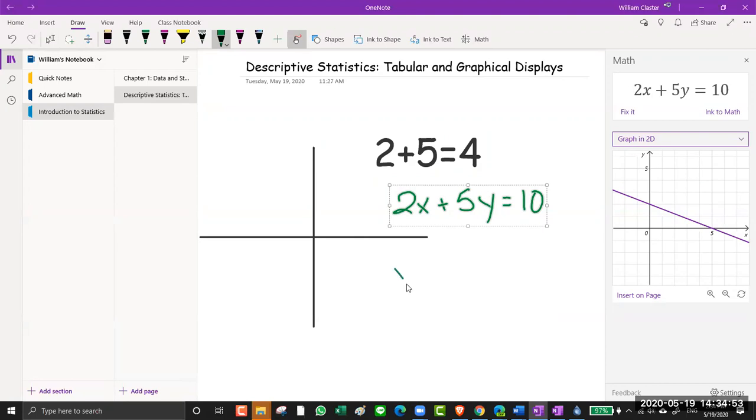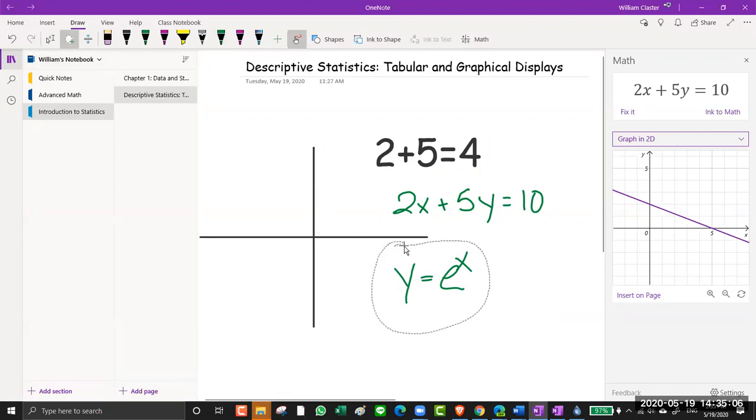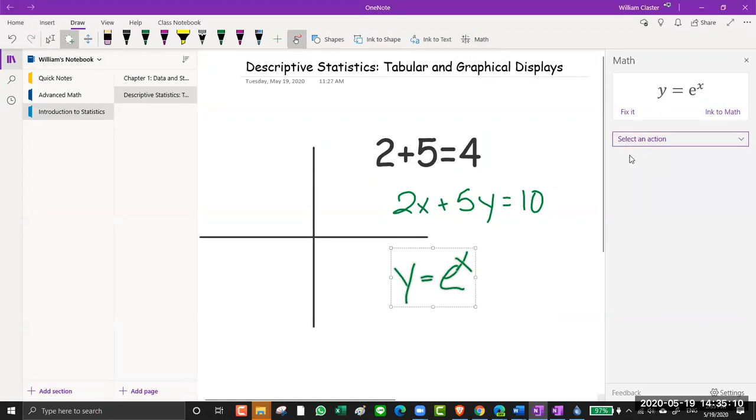Let's try y equals e to the x. Maybe I didn't draw that very well, but let me try that. Let's see how that works. Okay, let's try that again. Okay, it worked. And then I guess you could solve, let's try, I wonder what it's going to do here.